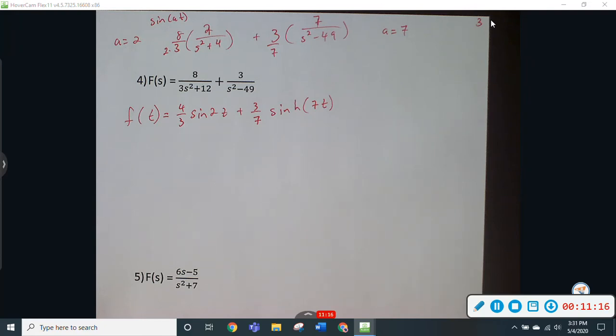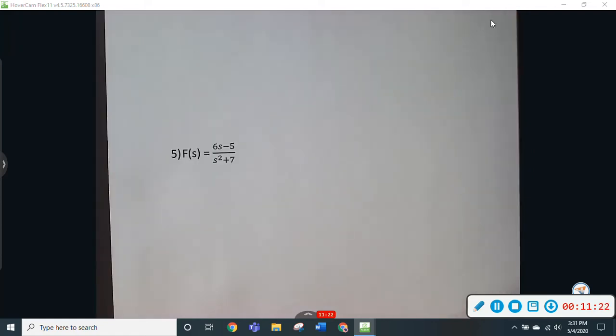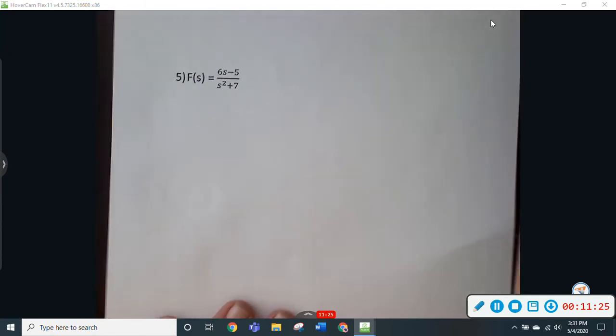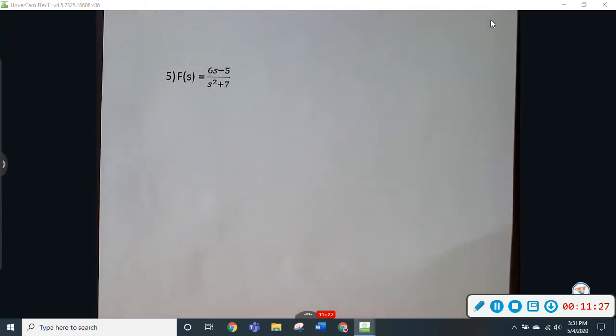Back to our original. We are doing inverse Laplace transforms today, and that's what we're on. Let's move on to number 5. Ooh, there's a new one. This looks interesting. Looking through the tables, you may want to pause the video because I'm going to give it away in about 5 seconds.